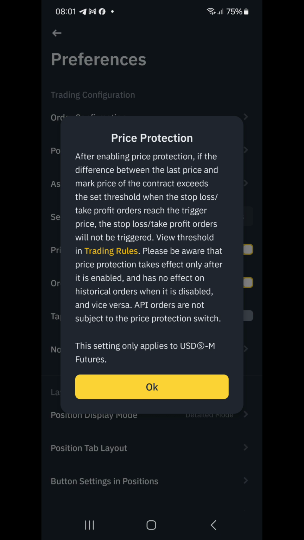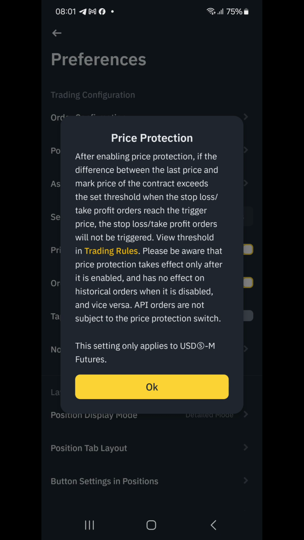The mark price helps prevent unnecessary liquidations due to market manipulation or sudden price movements or changes, as it's more stable than the last price. You understand? The mark price and the last price. So you can listen attentively, pause the video and then assimilate.